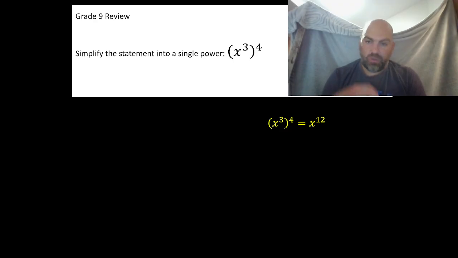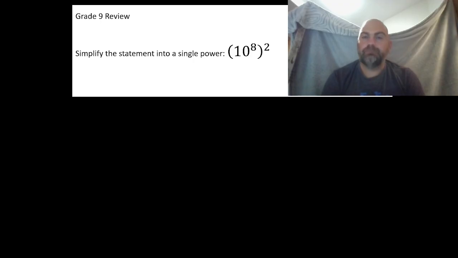Okay, all right, so let's keep this going here. Let's try another one. We have 10 to the power of 8 to the power of 2. Now, this means we have 2 sets of 8. And 2 sets of 8 would be 16 tens. And so our new one is going to be 10 to the power of 16. Hope you're able to get that. I know we're going through pretty quick in this one here.